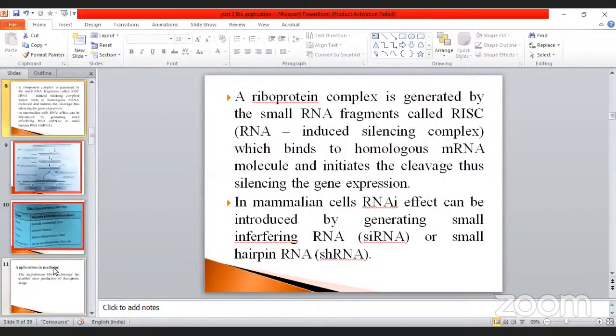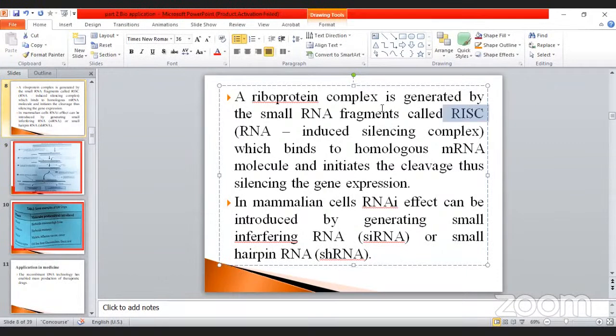A ribonucleoprotein complex is generated by the small RNA fragment, called RISC. This is another important point, my dears. What is RISC? RNA-induced silencing complex. Sometimes they may ask the question in the form of expansion. It binds to the homologous mRNA molecule and initiates cleavage, silencing the gene expression.